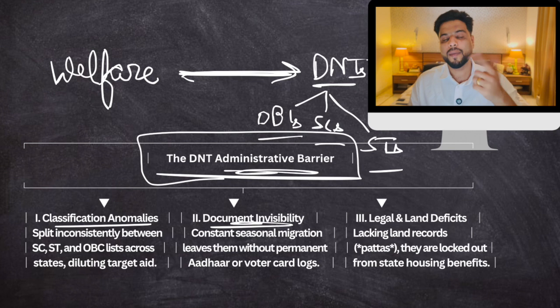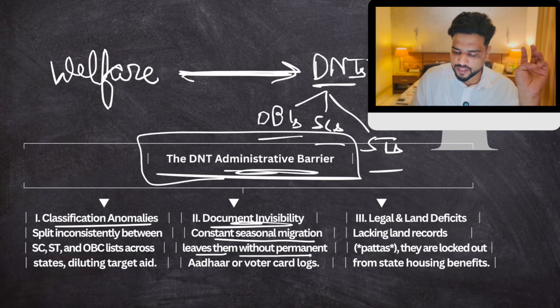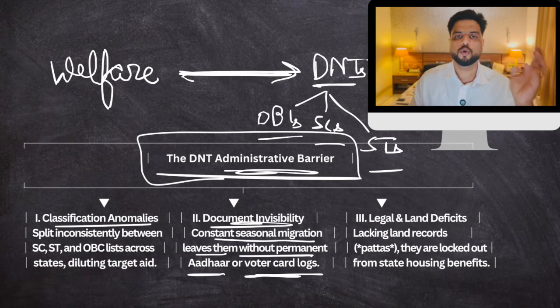Because these tribes are nomadic, they don't have a proper fixed property deed. Constant seasonal migration leaves them without permanent Aadhaar or voter card also. These communities don't have an Aadhaar card because Aadhaar requires proof of residence. They don't have any residence, they move throughout the year, like Banjaras or Gujjar Bakarwals in Kashmir, right?